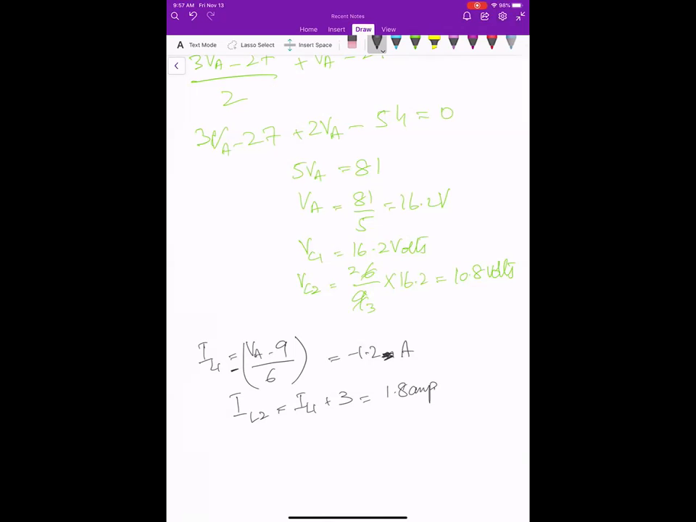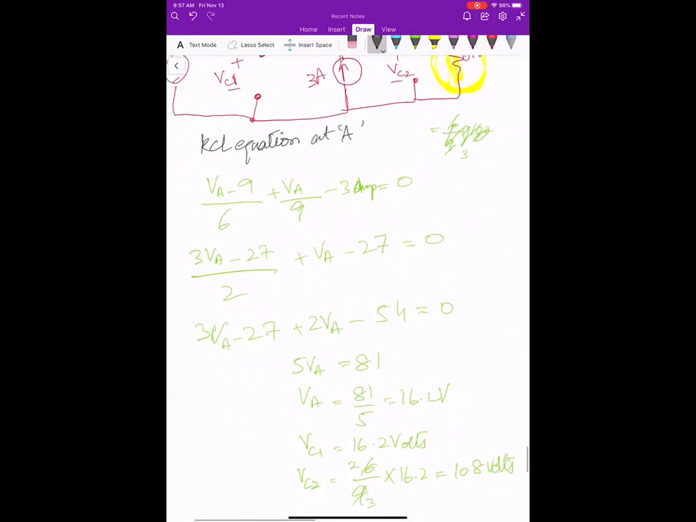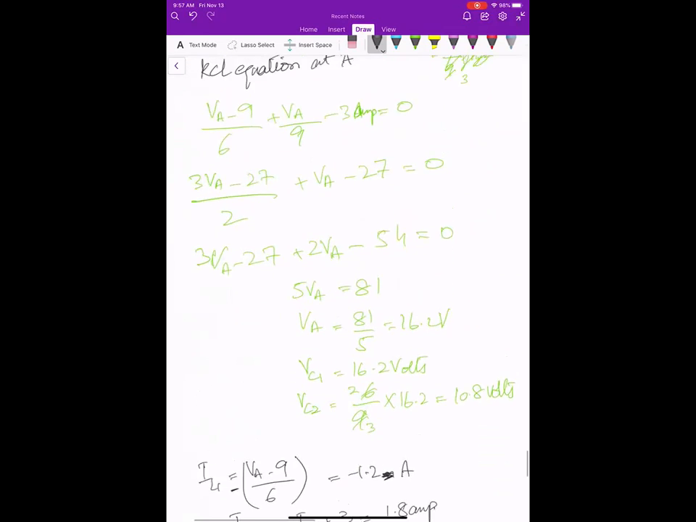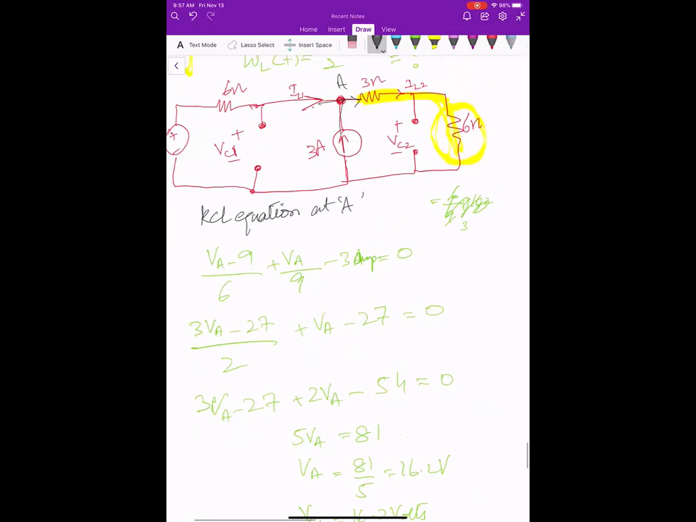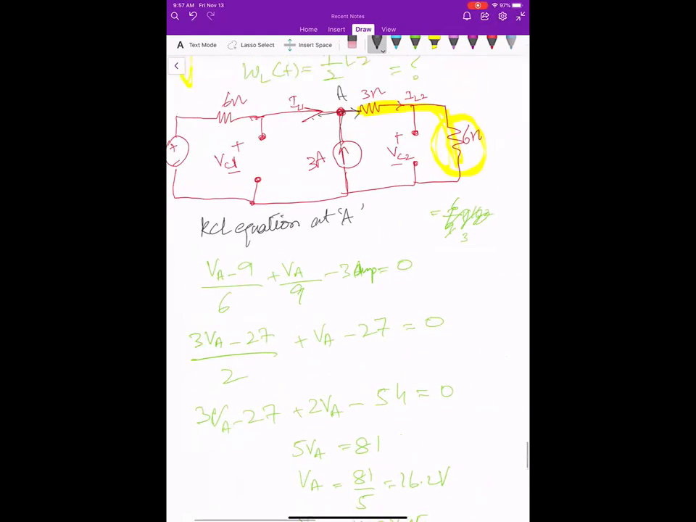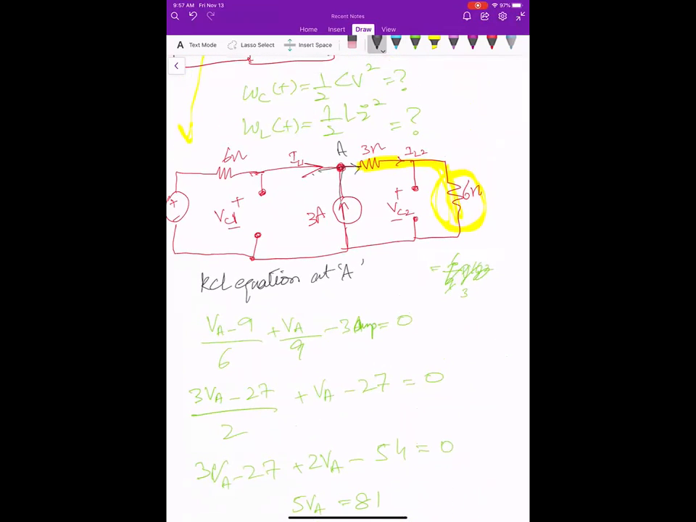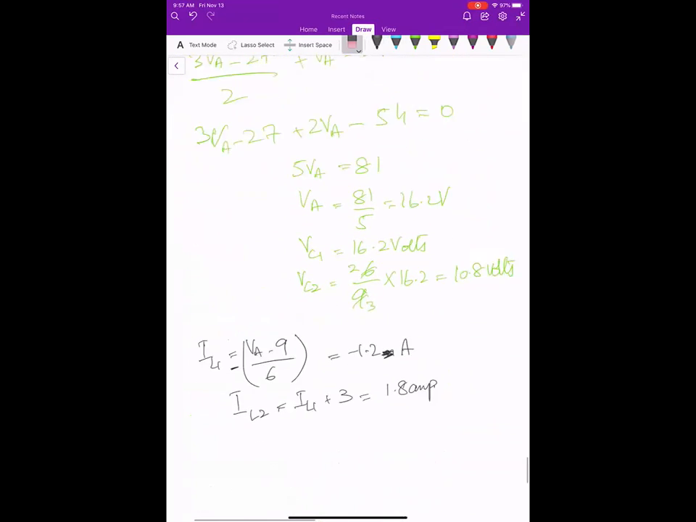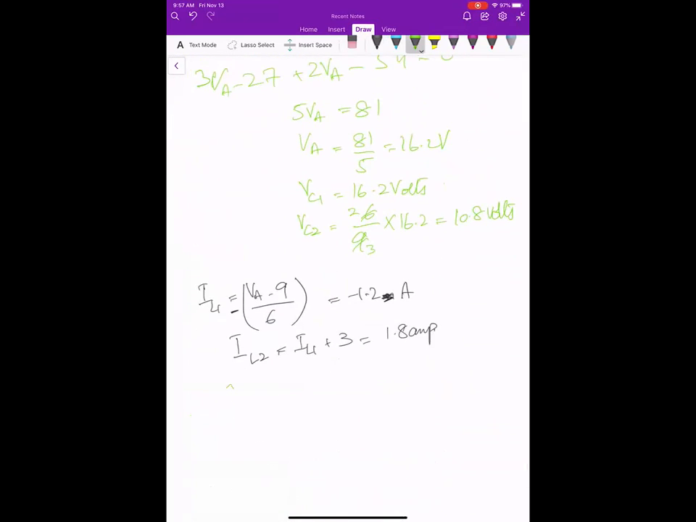Now we have these currents and voltages, so we can easily find out the energies across them. Sounds good? Yeah, sounds good.